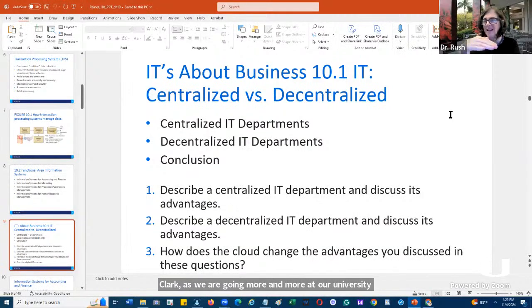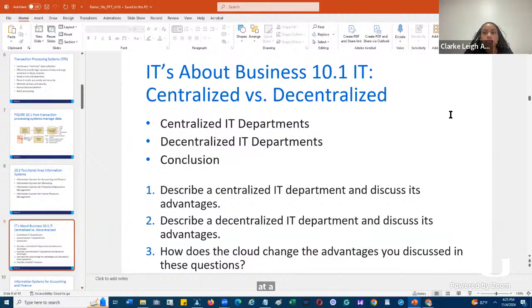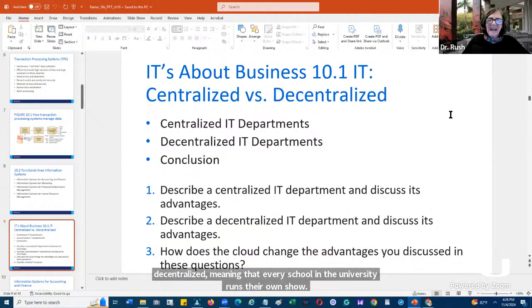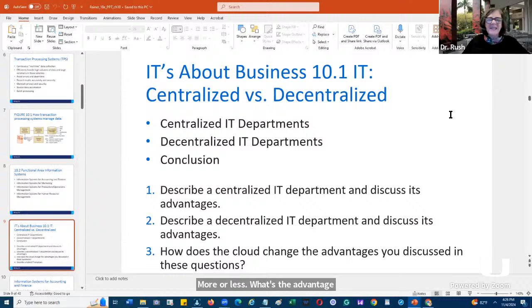That means that the decisions are made at a higher level, outside the school or department, versus decentralized, meaning that every school in the university runs their own show, more or less. What's the advantage of a decentralized IT department? It would mean that the decisions would be closer to the people that use the IT. That's what I would say.